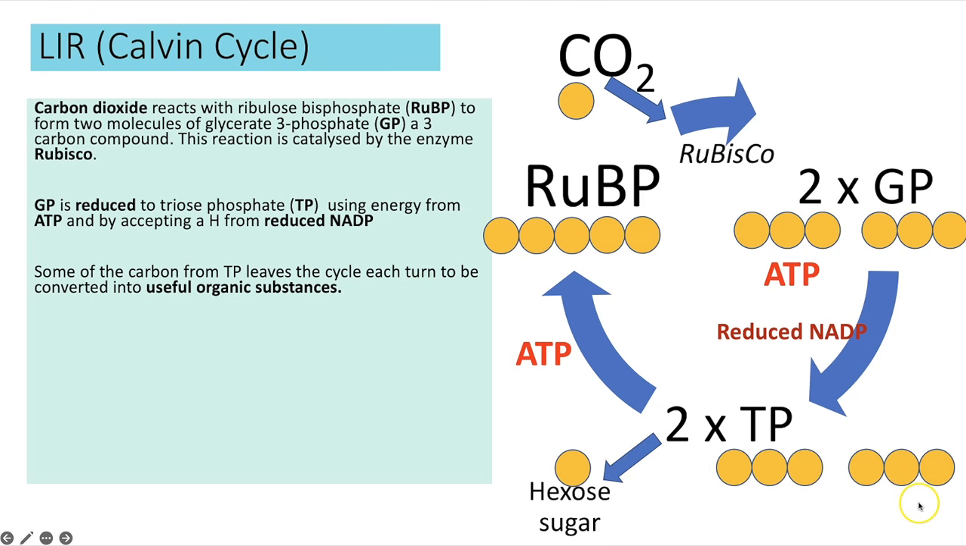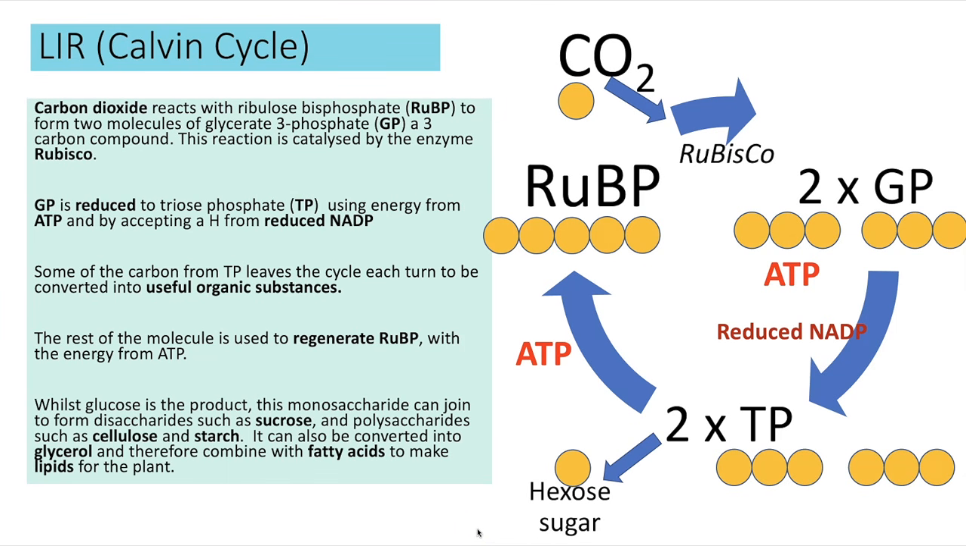Now, once we've got those 2 molecules of TP, 1 carbon from the 2 molecules of TP is removed from the cycle each turn of the cycle. Now, only 1 is, which means we're left with 5 carbons, and those 5 carbons are then going to be regenerated, joined together to make RuBP again. And that regeneration stage again requires ATP. It's the energy from ATP that is needed to join together the 3 and the 2 carbon compound. And that 1 carbon that is removed each turn is going to go towards making the useful organic substances.